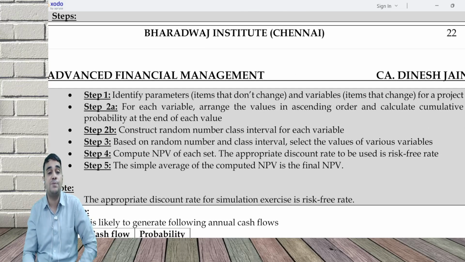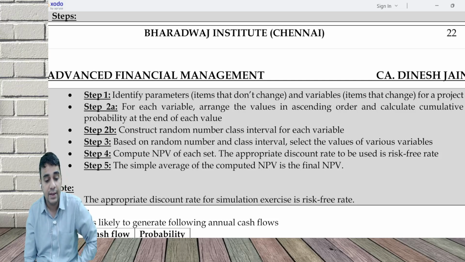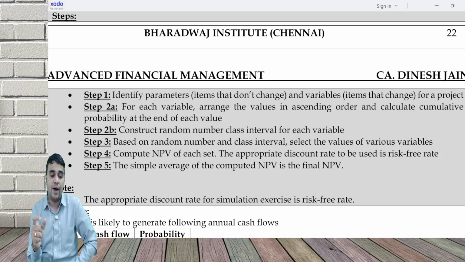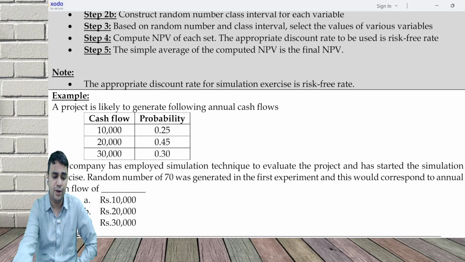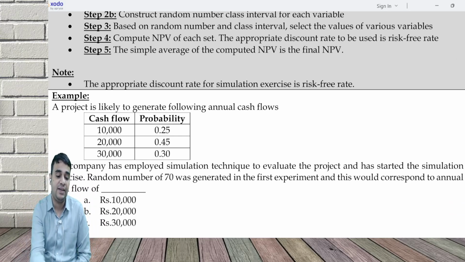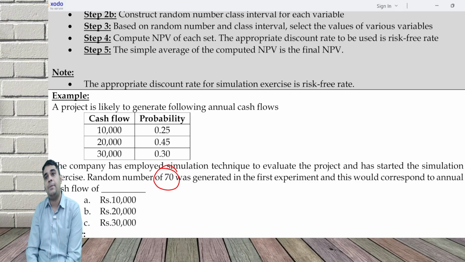Identify parameters. What is a parameter? Items that don't change, and variables, items that change. For each variable, arrange the values in ascending order and calculate cumulative probability. Construct a random number class interval for each variable. Based on a random number and a class interval, select the values. NPV, appropriate discount rate, RF, simple average. Example. Can you do this example and tell me if the random number is 70, what will be the cash flow? Do cumulative probability fit random numbers.